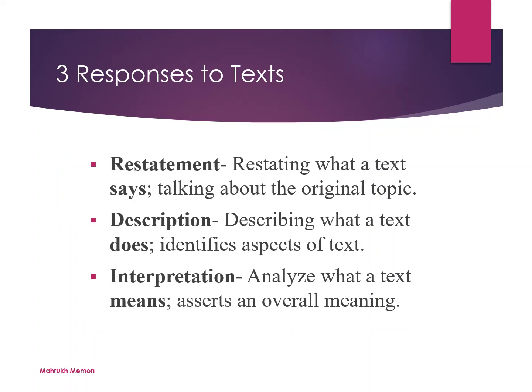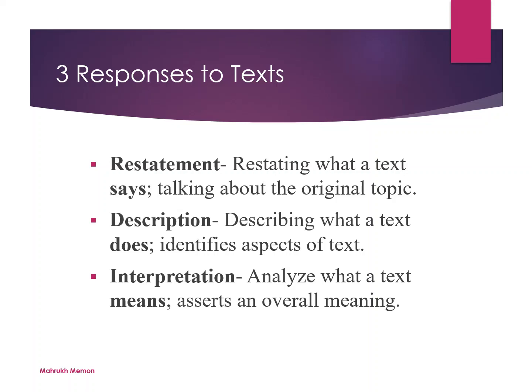Then after we have read the text carefully, there could be three types of responses that we can give to the text. Number one, we can restate the text. By restating we would be rephrasing the text and talking about the original topic that the text is about. We could write it in multiple ways and just say what the title or the topic was about. Then we would describe the text and try to identify different aspects of the text: in what format it is written, what the layout is, what the structure of the writing is. All these things we will try to describe.